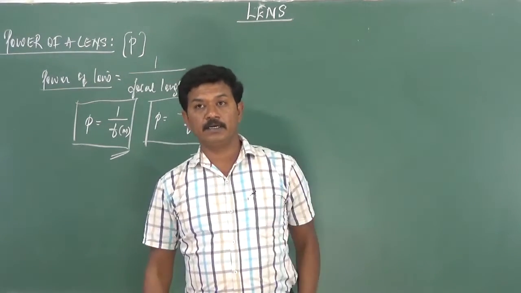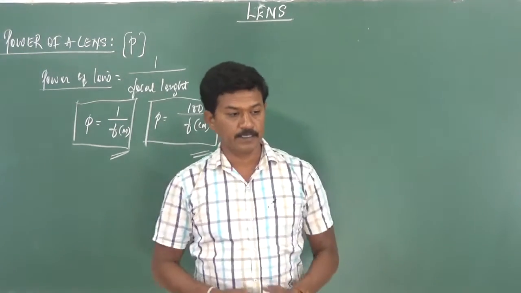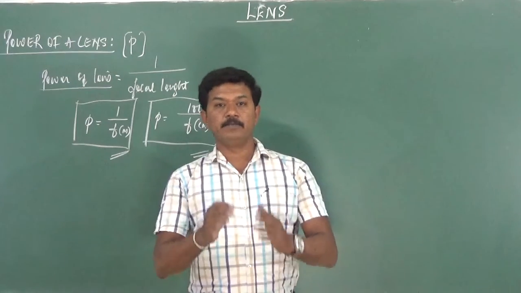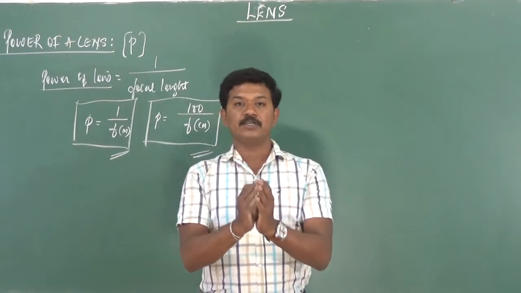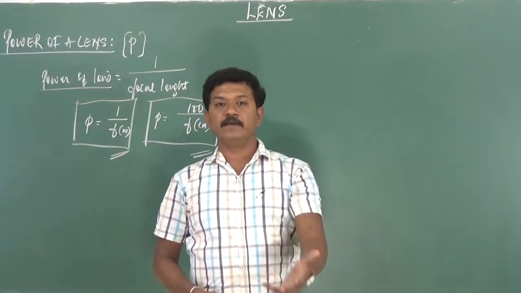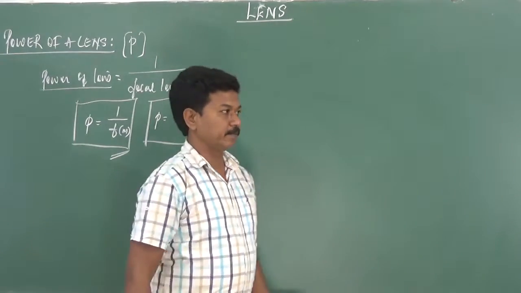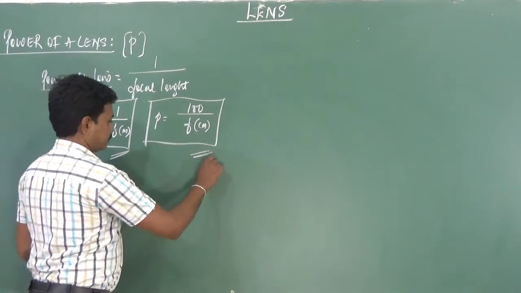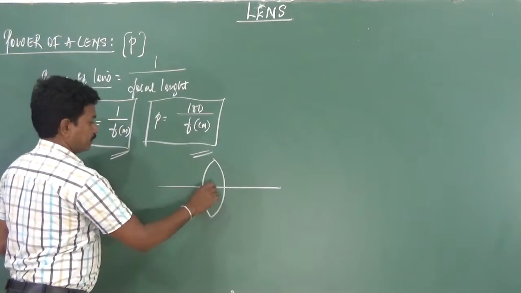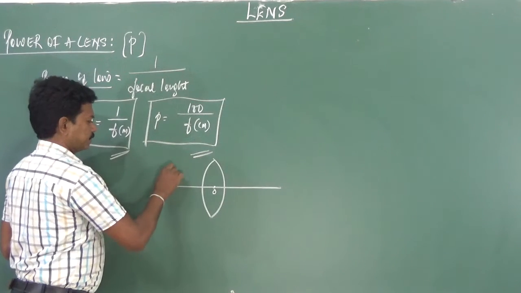Right? So now let us go a little bit deeper into the power of a lens concept. Very important. As I told you earlier, the ability of a lens to converge or diverge the light rays which are falling on it is called the power of a lens. So as per my words, we will go in depth regarding the power of the lens. For example, I have a convex lens. This is the principal axis, this is the optic center represented by O. I have kept an object somewhere here.